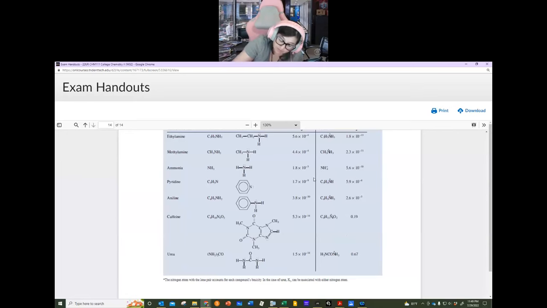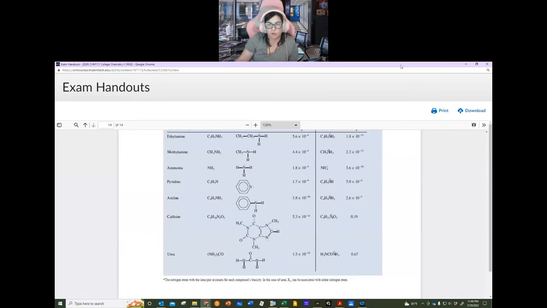(1.8 times 10 to the minus 5). And I'm still assuming 0.05 is my concentration. So now I can put that 0.05 into this. I take my 1.8 times 10 to the minus fifth and multiply that by 0.05. That's equal to x squared.